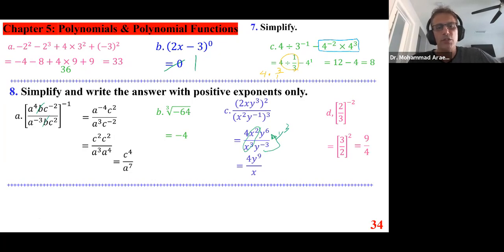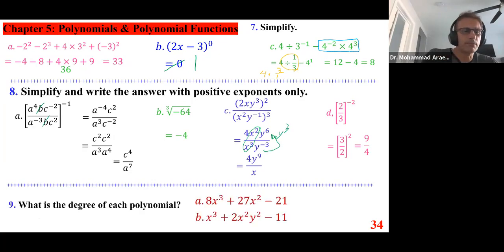What is the degree of each polynomial? Well, this is in descending order. So this is the leading term, and the degree is clearly 3.